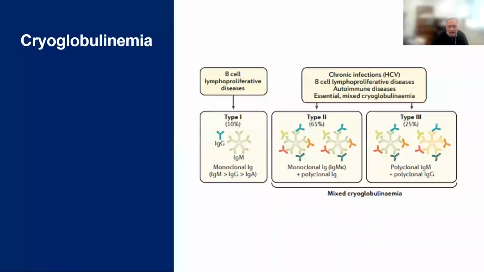So cryoglobulinemia, like the case that we saw, has two or three different flavors: type 1, type 2, and type 3. Type 1, like the one that this patient had, is monoclonal, more IgM, IgG than IgA. The mixed cryos are usually associated with infections. It can also be due to lymphoproliferative diseases or immune diseases, or essential mixed cryoglobulinemia. And in the case that we discussed, basically it had a type 1.